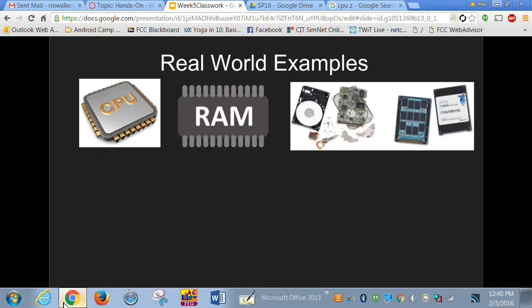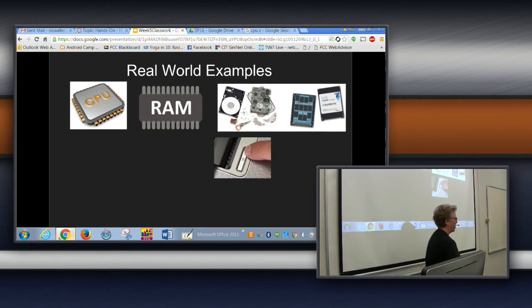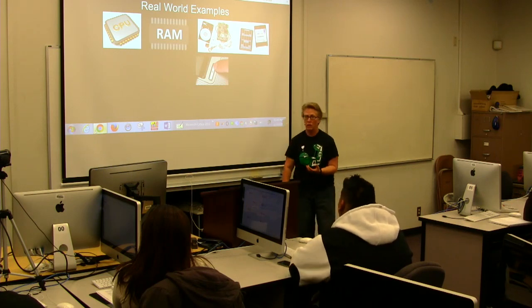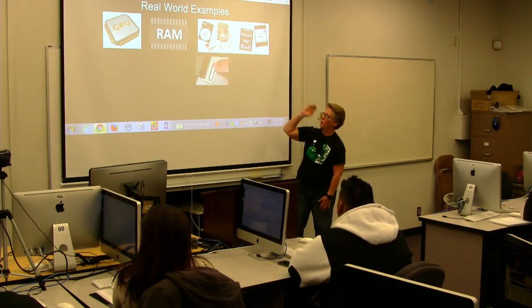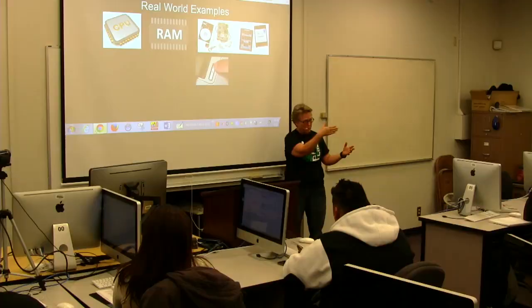Okay, now let's do some real world examples. How do we look at this stuff? So let's assume for a second the computer is powered off. There's no power going to it. Before it's turned on, where is the operating system, Windows? Hard drive. And how is it stored, assuming it's a hard disk drive? Magnetic particles.